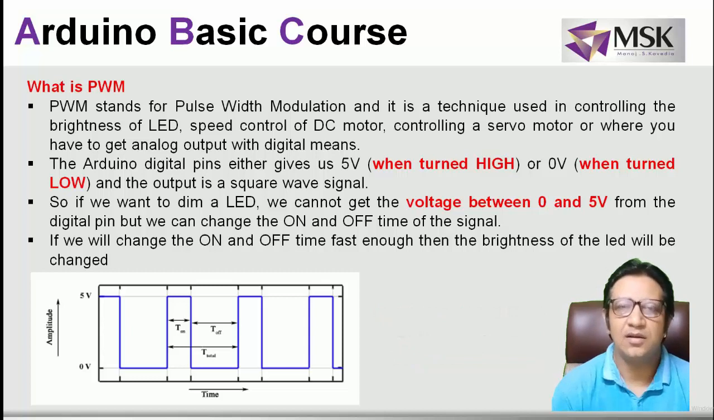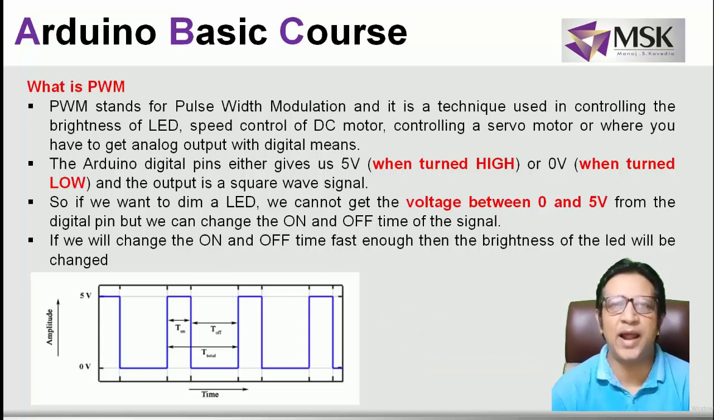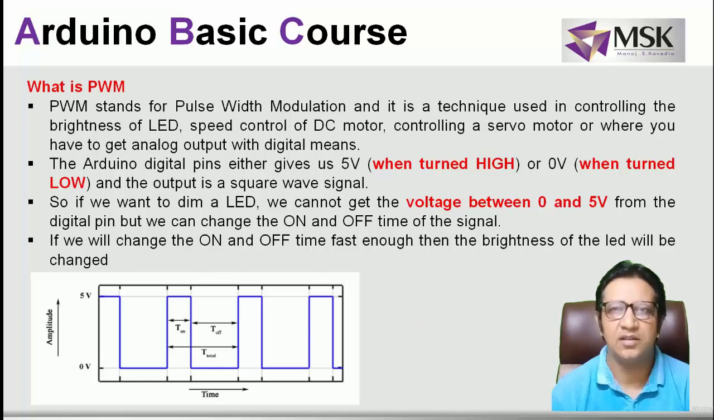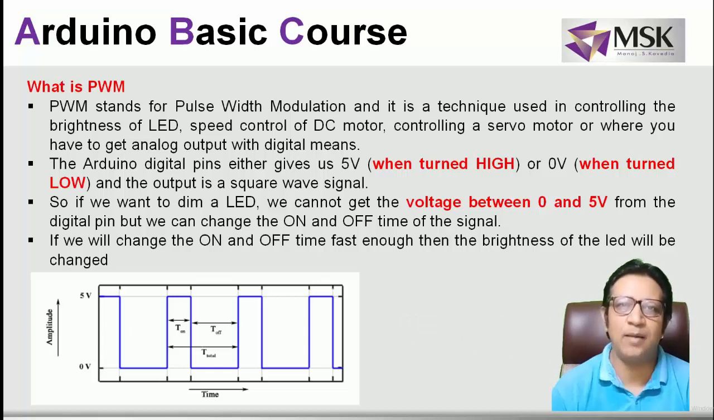Now friends, suppose I want to make the LED brighter, so what I can do is make the on time as large as possible. Let's say if I'm giving 100% on time, no off time, then I'll get the full brightness. If I make the on time and off time equal, that is 50%, then my brightness will be 50%. Again if I reduce the on time to 25%, then my total brightness will be lesser than that.